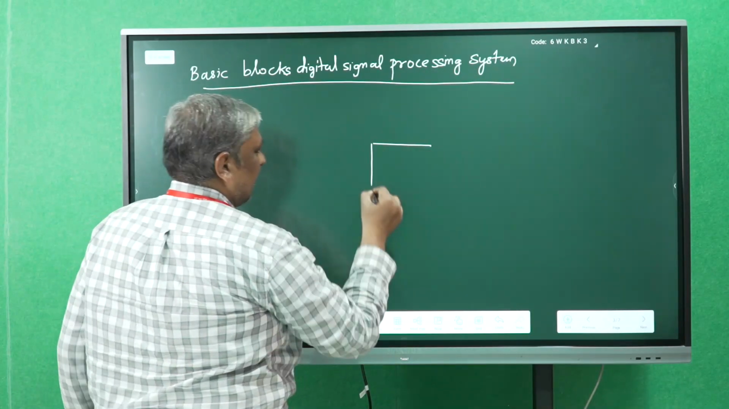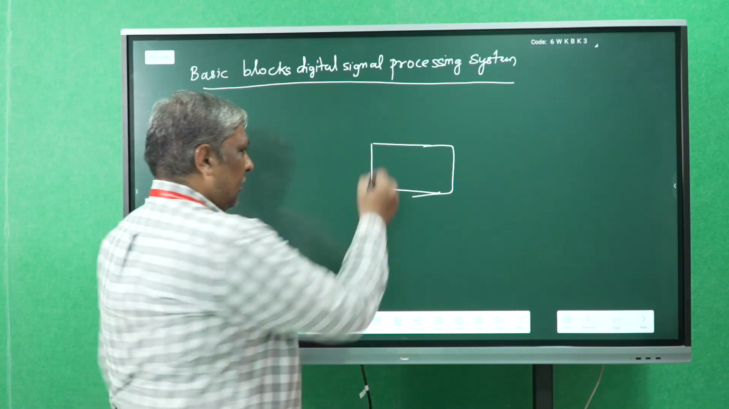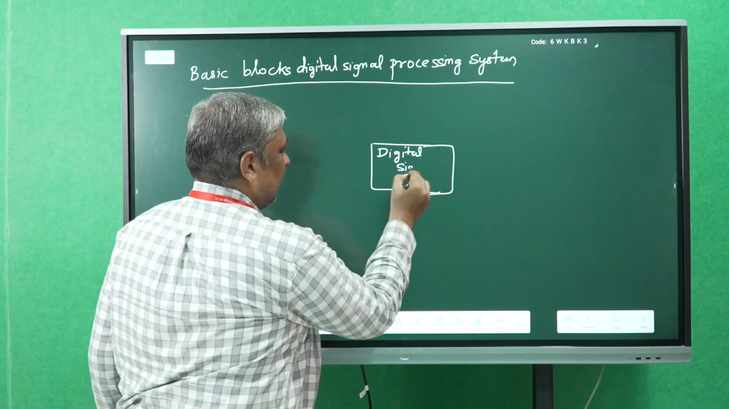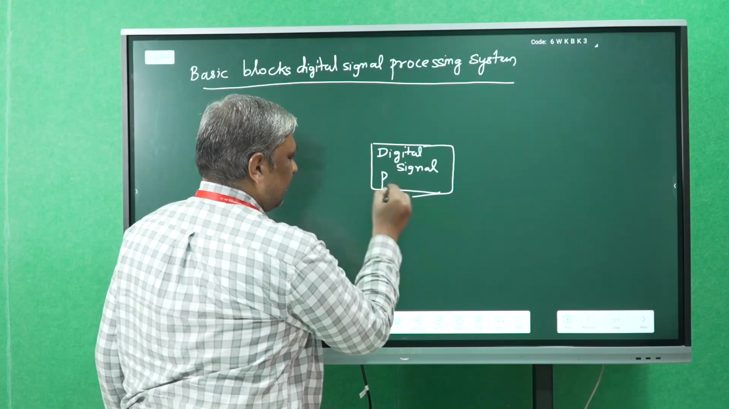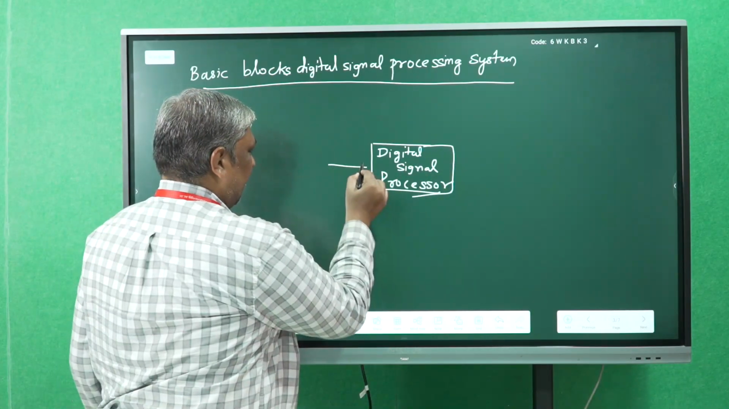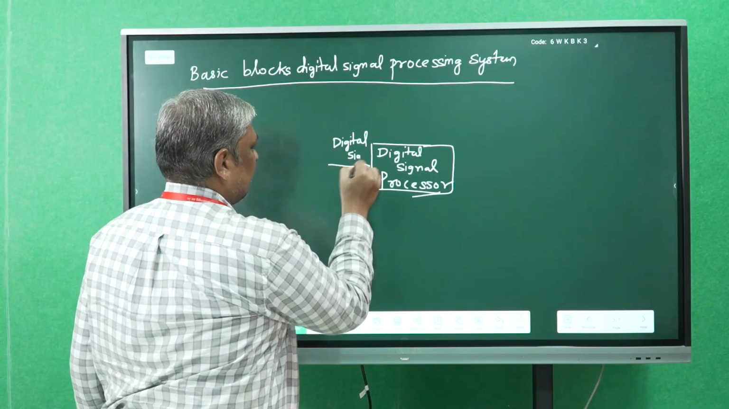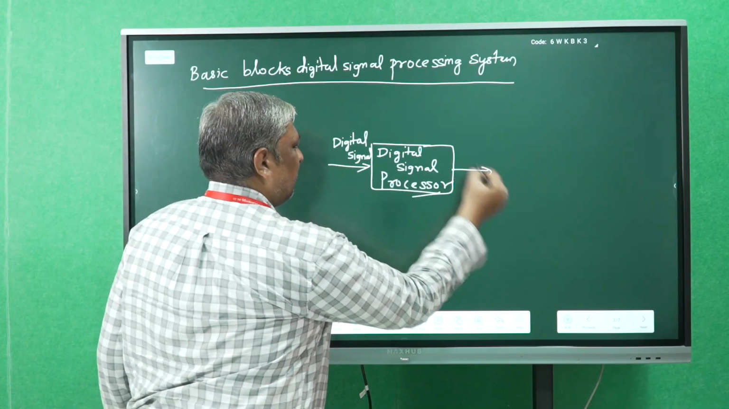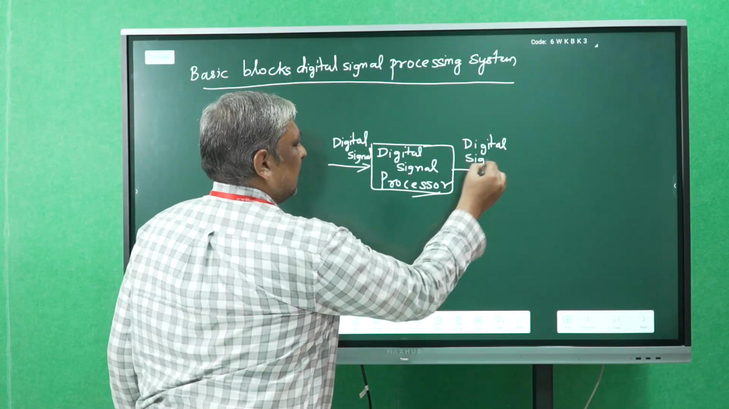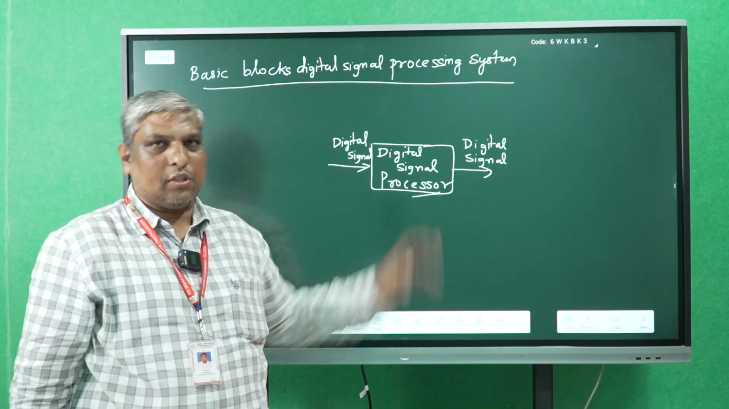So, just like an analog signal processing device, here also the major component is the digital signal processor. Applying the input here, it is a digital signal, and getting the output also a digital signal. This is similar to the previous analog signal processor.